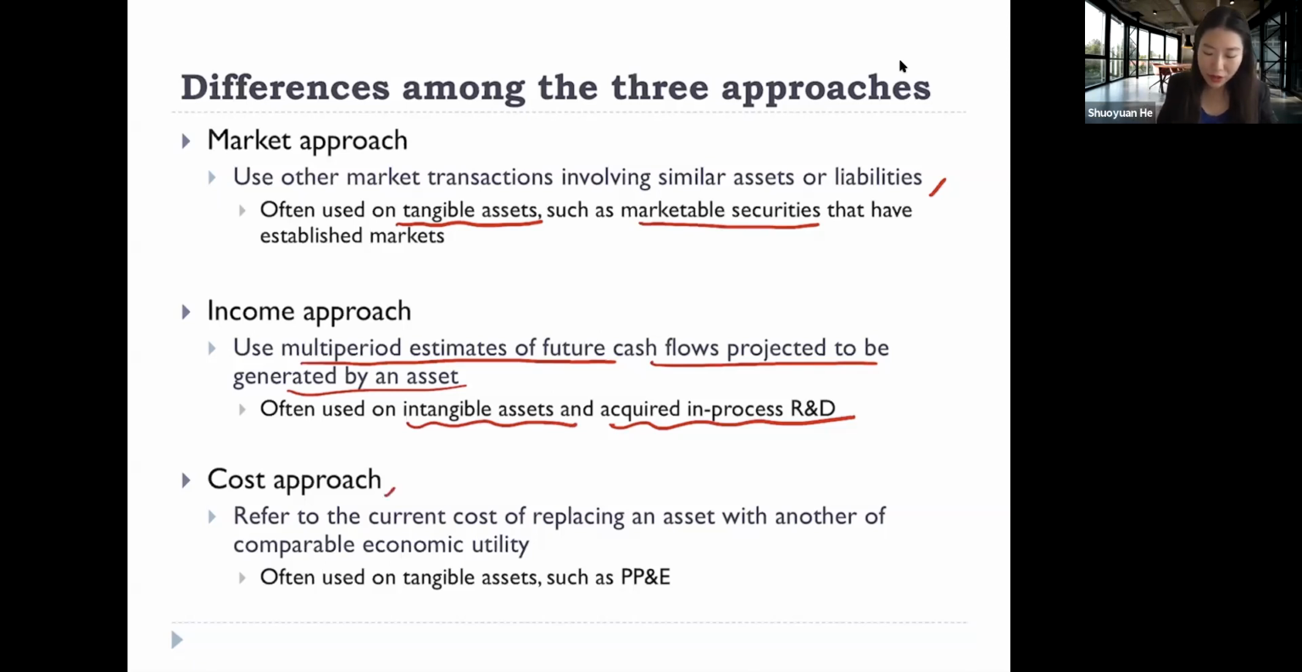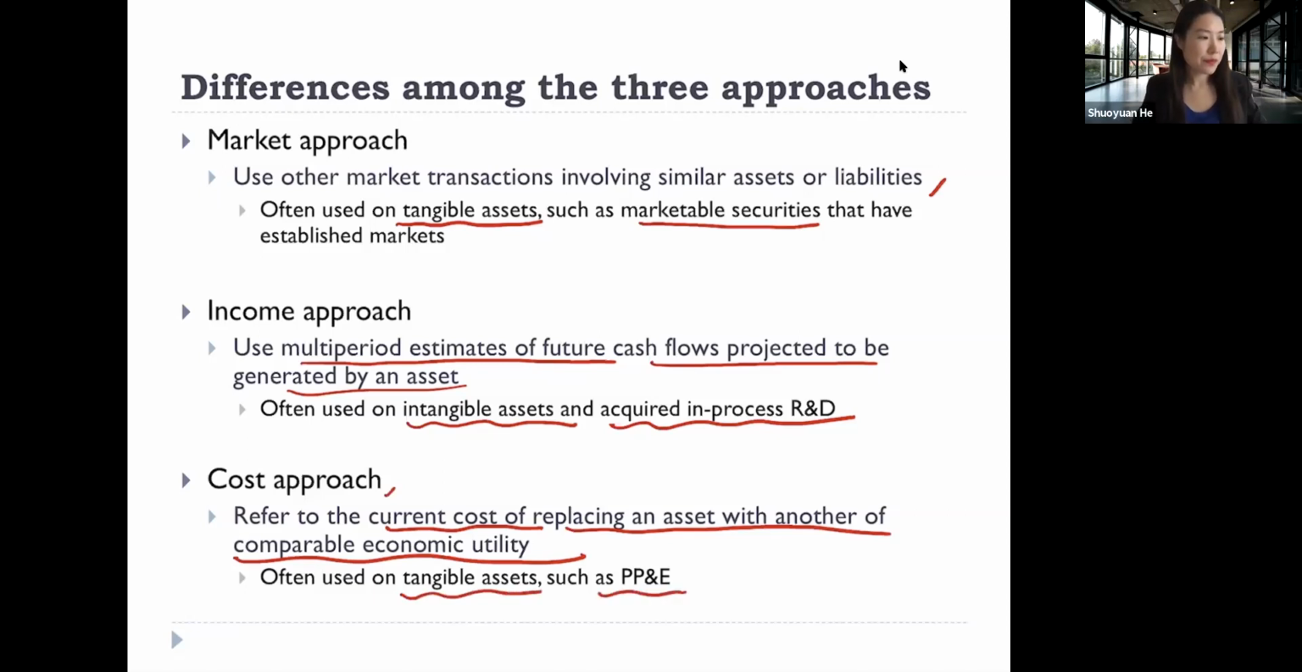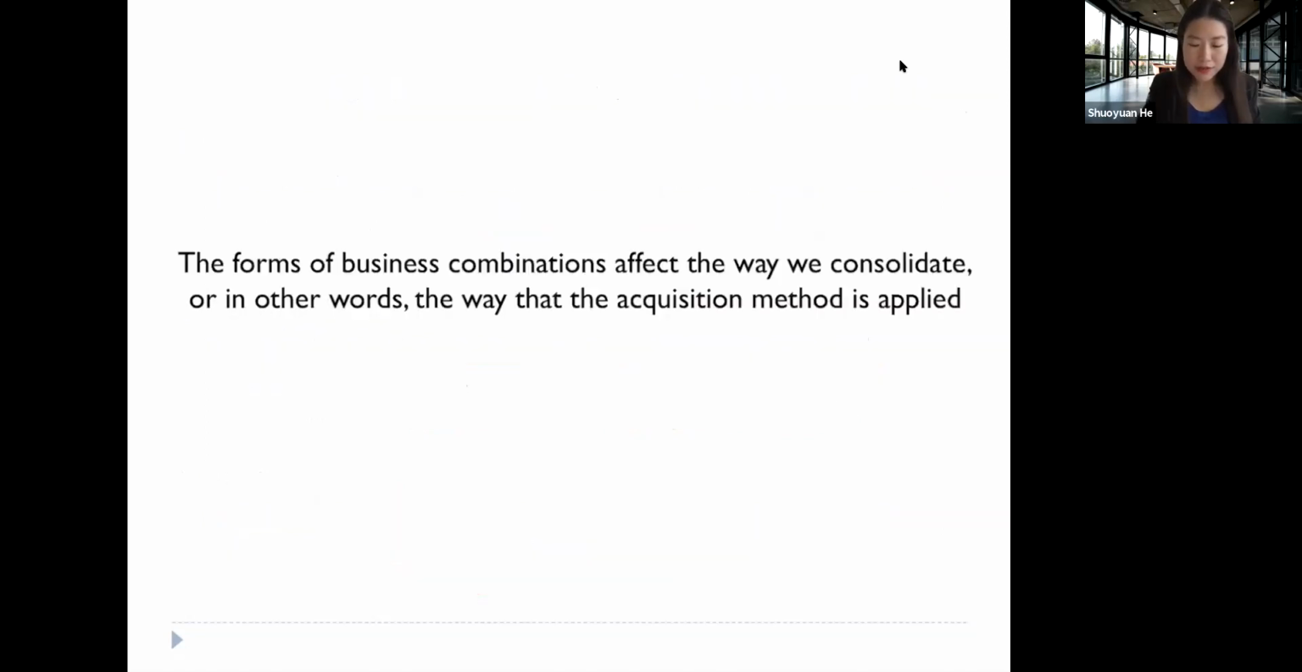The third one is cost approach, which uses the current cost of replacing an asset with another of comparable economic utility. And this approach, we usually use it on tangible assets such as PP&E. So this is just a very brief overview about the acquisition method.